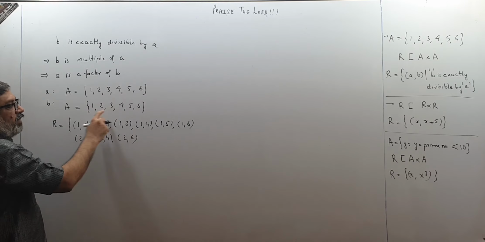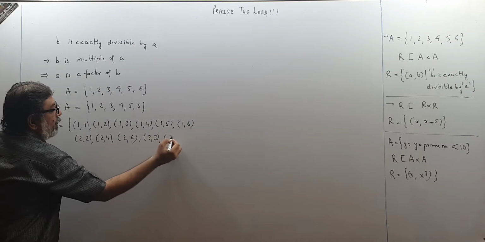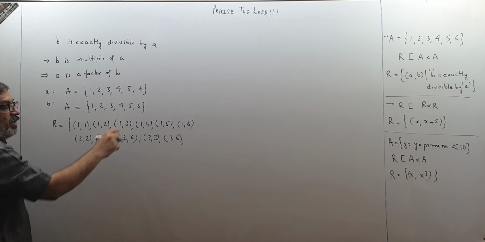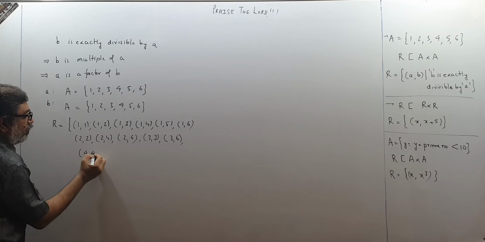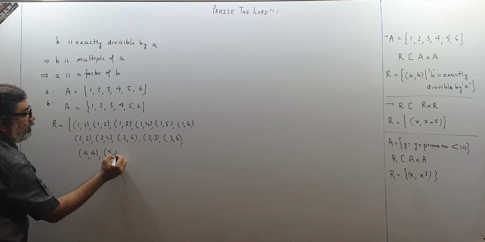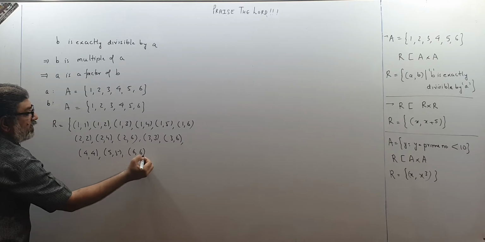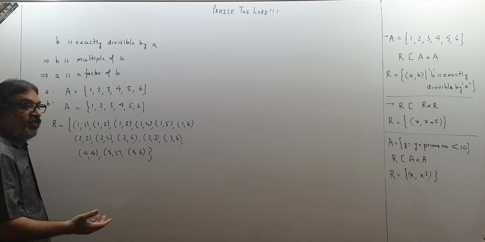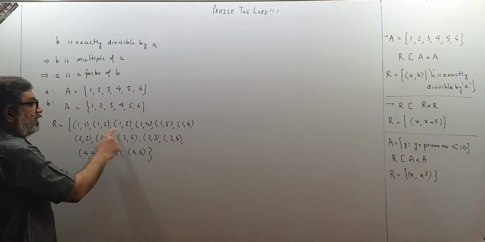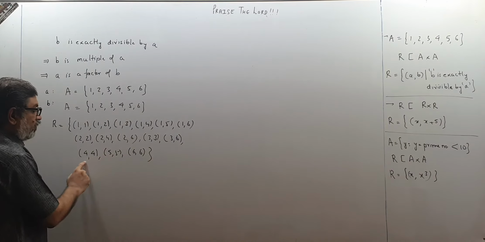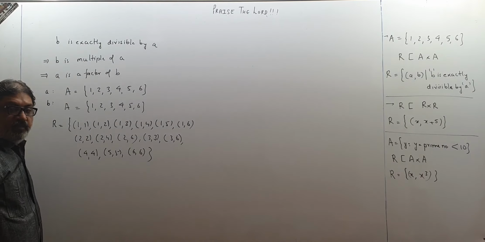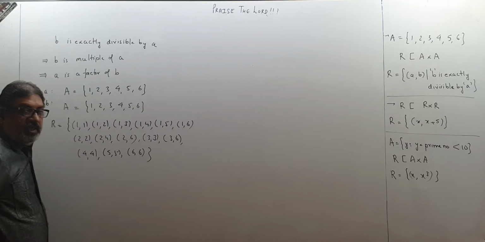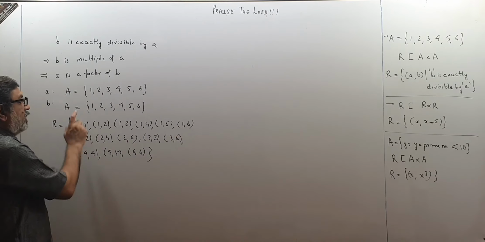3 is a factor of which element? So (3,3) can come and (3,6) can come. 4 is a factor of which elements? Only 4. So (4,4). Then with 5 only 5 can come, and with 6 only 6. This is your R, like this. We can easily identify the domain. Domain will be 1, 2, 3, 4, 5, 6. That is the domain. Range will be 1, 2, 3, 4, 5, 6. All are there in the range. And codomain will be this set.